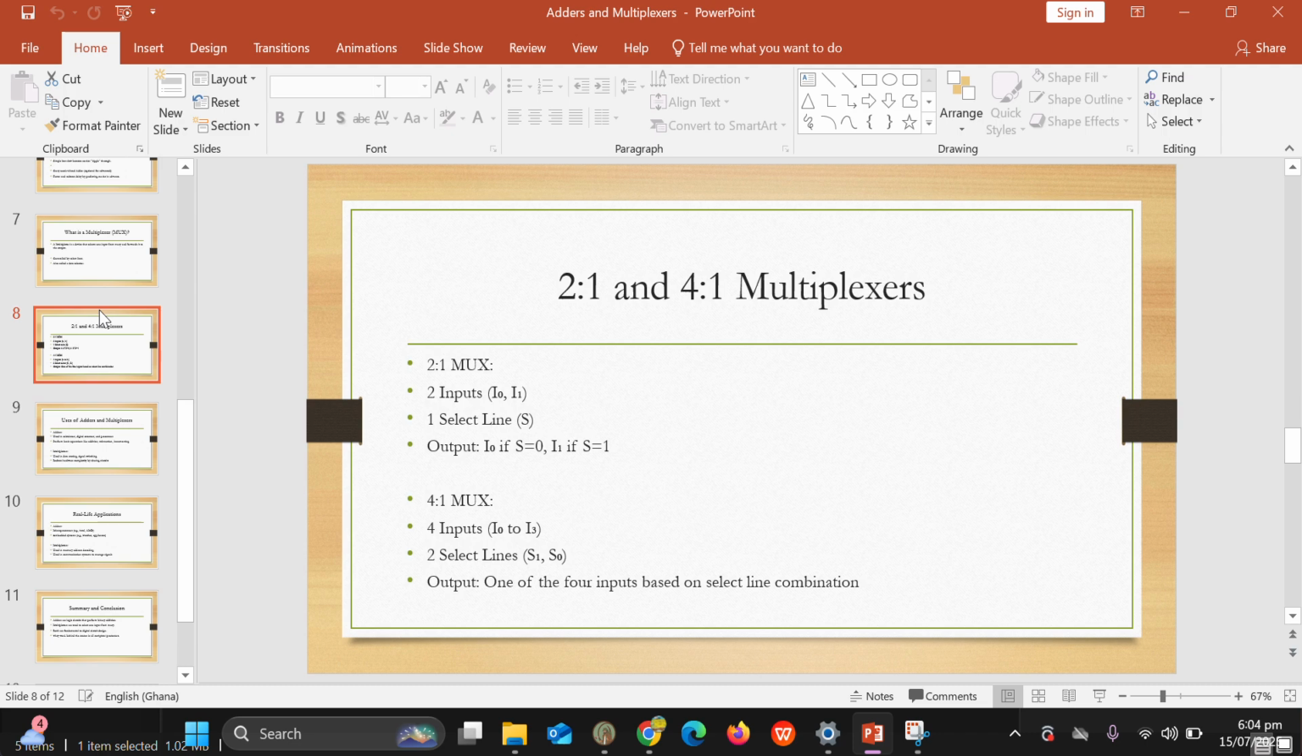A 4 by 1 MUX works similarly but has 4 inputs and 2 select lines. The combination of the two select lines determines which input gets sent to the output. This is fundamental in decision making processes in circuits and are often built using basic logic gates.